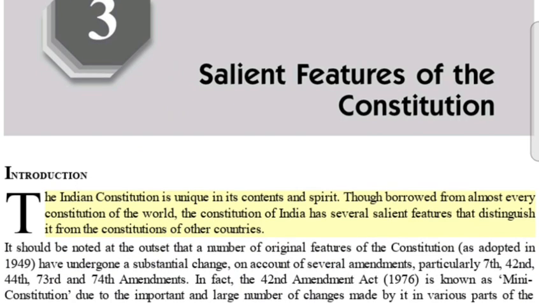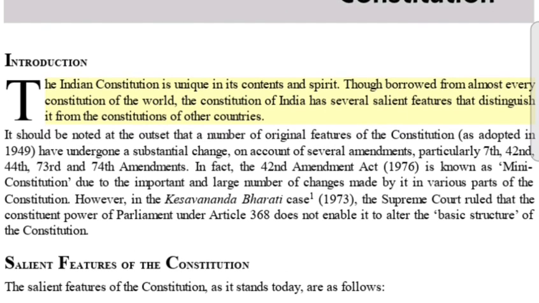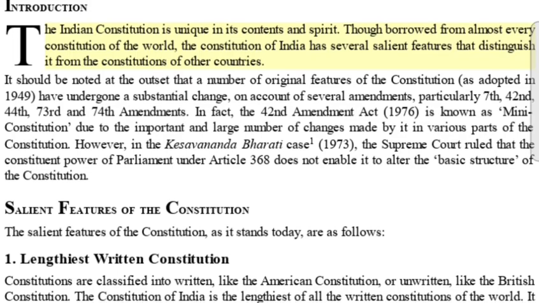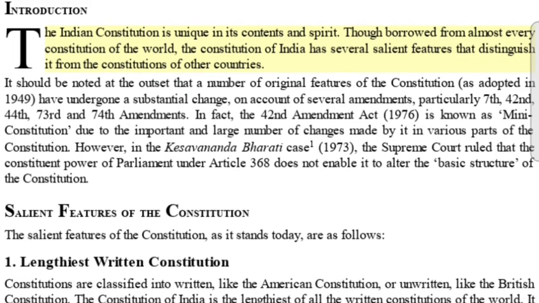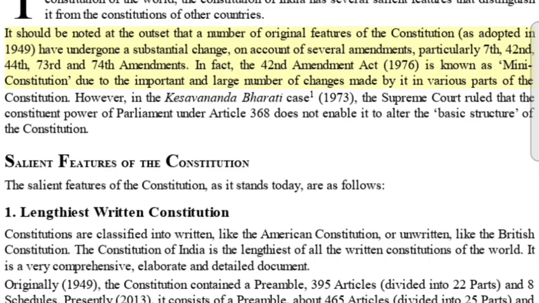The Constitution is unique in its contents and spirit. Though borrowed from almost every constitution of the world, the Constitution of India has several salient features that distinguish it from the constitutions of other countries. It should be noted at the outset that a number of original features of the Constitution, as adopted in 1949, have undergone a substantial change on account of several amendments, particularly the 7th, 42nd, 44th, 73rd and 74th Amendments. In fact, the 42nd Amendment Act 1976 is known as the mini-constitution, due to the important and large number of changes made by it in various parts of the Constitution.